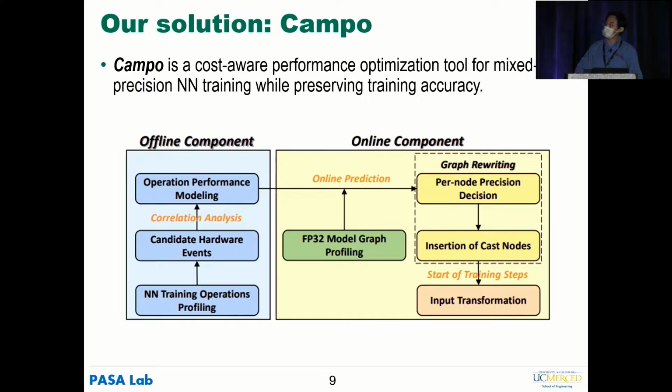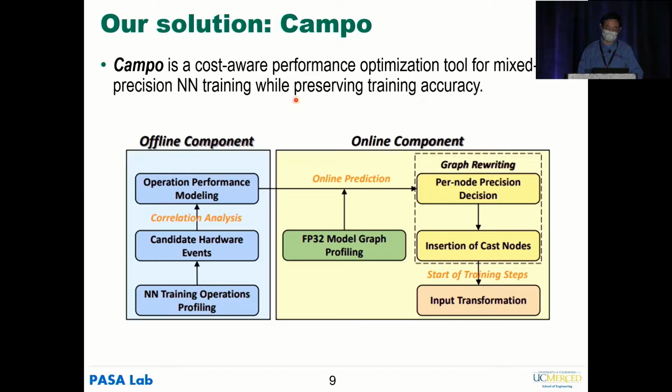Based on the above observation, we introduce our solution. Our solution is a tool called Campo. Campo is a cost-aware performance optimization tool for mixed precision training. Our tool can preserve the training accuracy. And this tool includes two components.